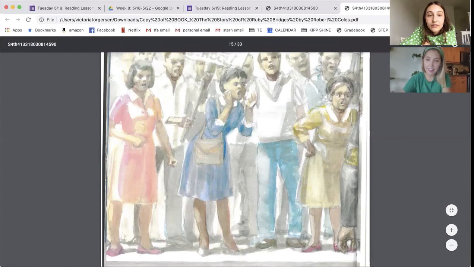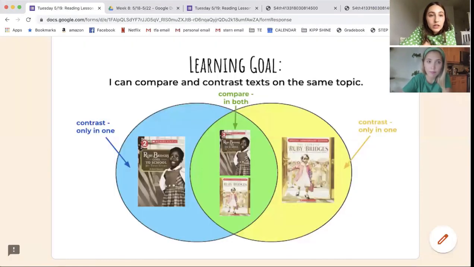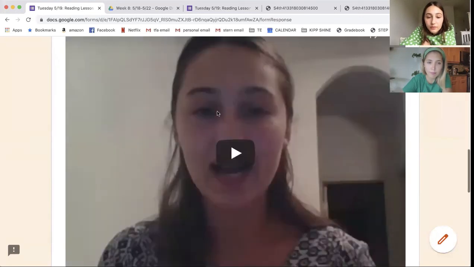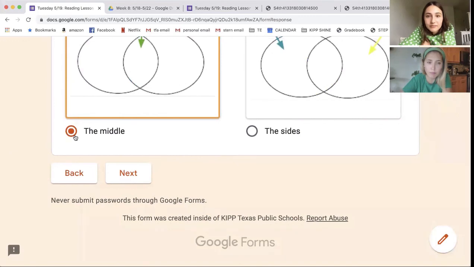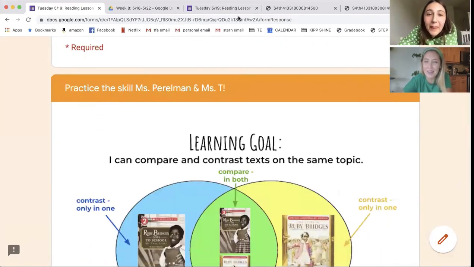When you have finished filling out your Venn diagram, you can go back to the Google form and then answer the questions. Perfect. We can't wait to see what you guys find is the same in both texts.